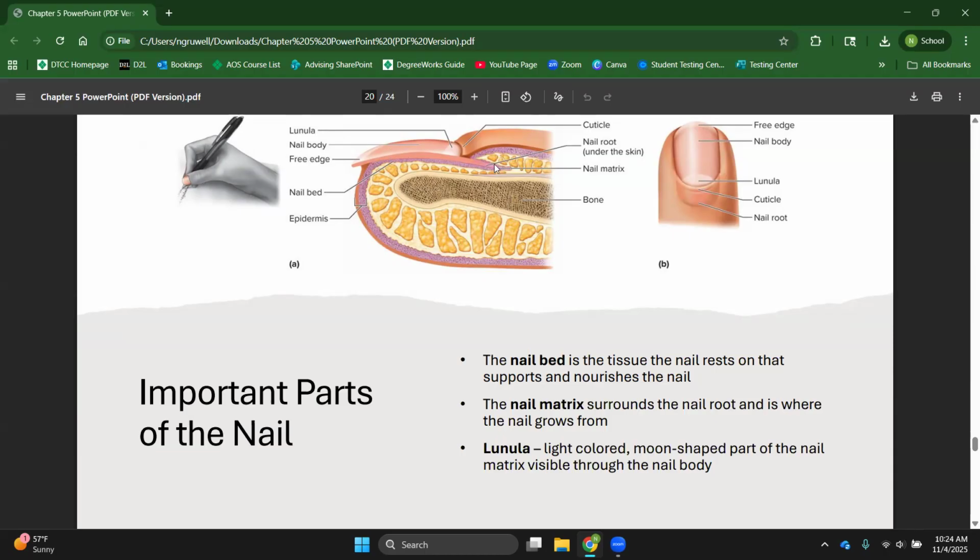We have a nail root under the skin, just like our hair root. And then the nail matrix actually surrounds our nail root. And this is kind of comparable to our hair bulb. So this is where our nail is actually growing from and then extending outward. Like I said, the lunula is this half moon shaped part, the lighter color of the nail right above the cuticle. And we can see the nail matrix through the nail body. So that's why it has a little different coloring to our nail body.